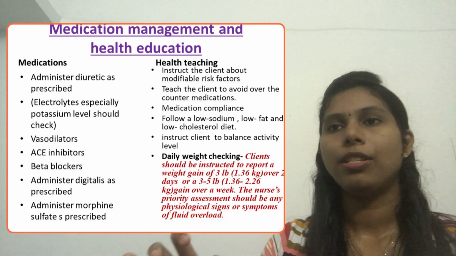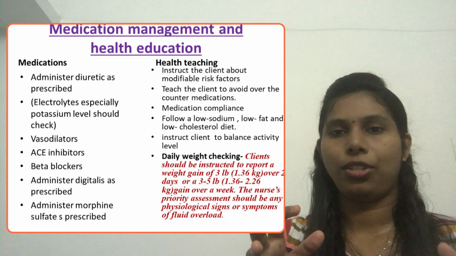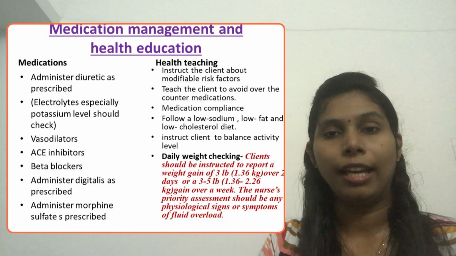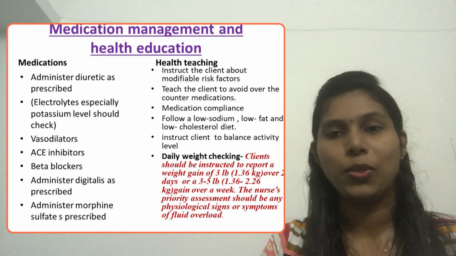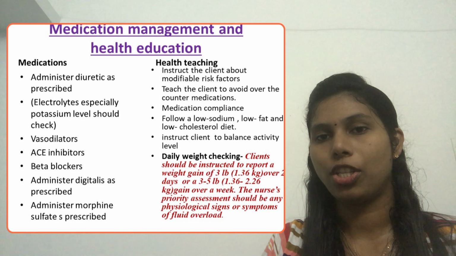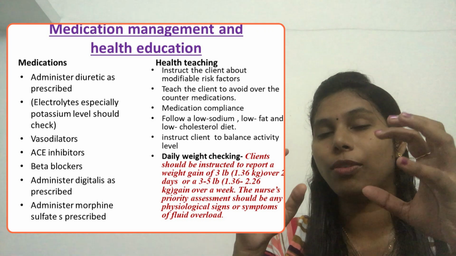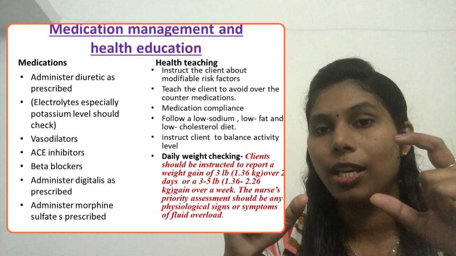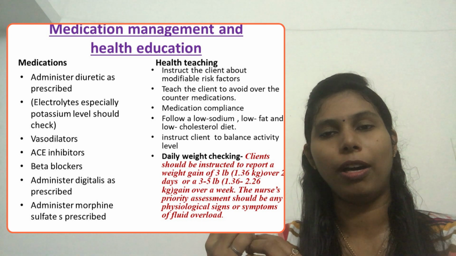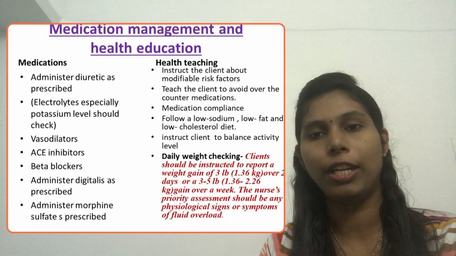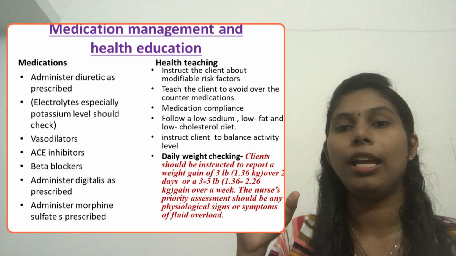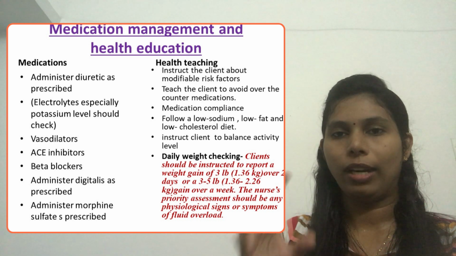Then another point, some of the medications related to heart failure management, like diuretics. We know that the common diuretic used in heart failure is furosemide. What is the side effect or complication of furosemide usage? Furosemide is a potassium-wasting diuretic. So what will happen? The fluid will come out, and along with the fluid the potassium will also deplete. So there's a chance of hypokalemia. So there should be proper monitoring of the electrolytes.